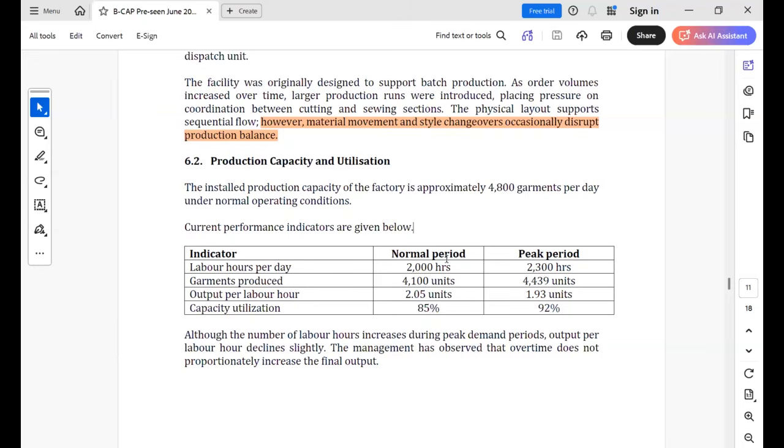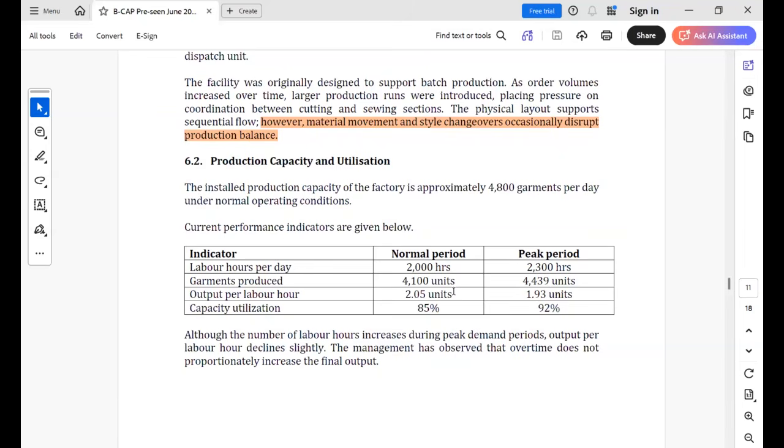Even though during the peak period the labor hours increase, your output per hour has reduced. That counts as inefficiency, right? And at the same time, you have utilized the capacity at 92%. Having utilized the capacity at 92%, still your output ratio is less, which means you have not utilized your labor efficiently and effectively. That's what the meaning is, right?